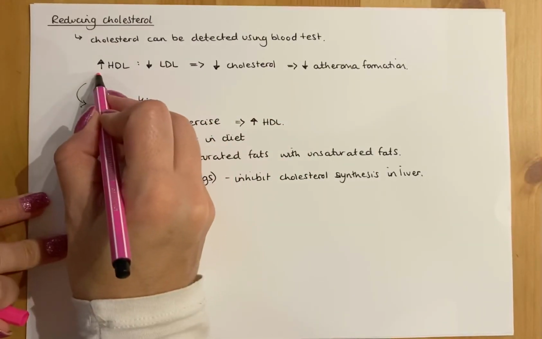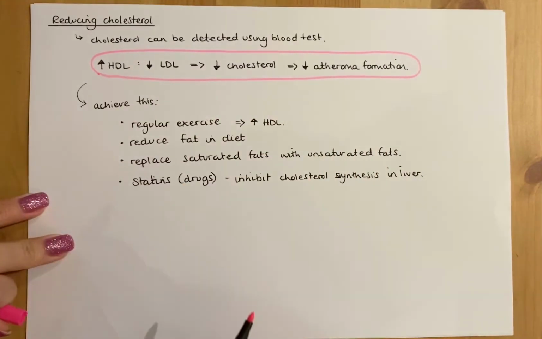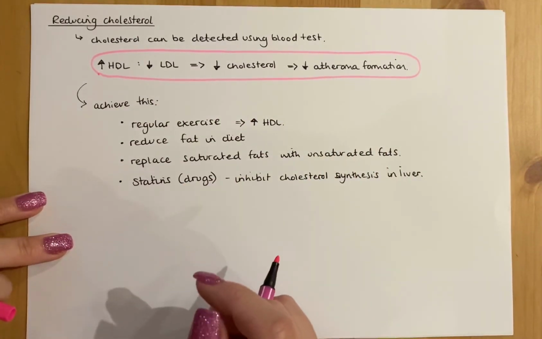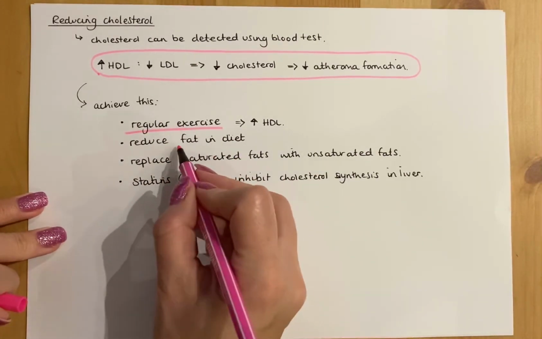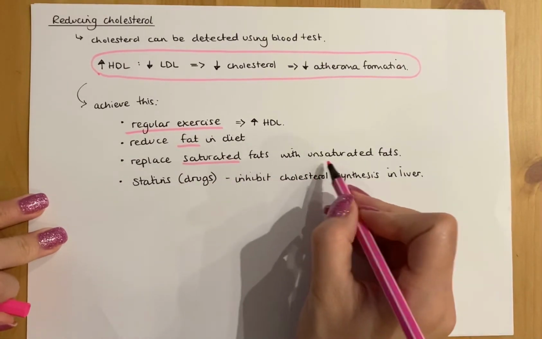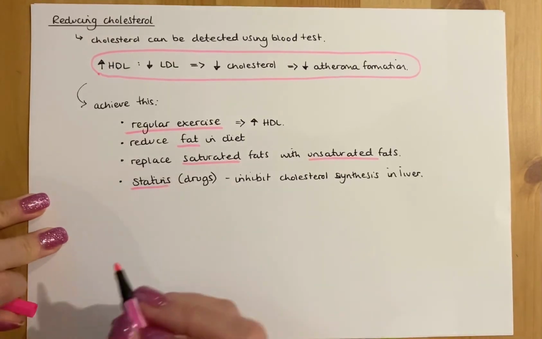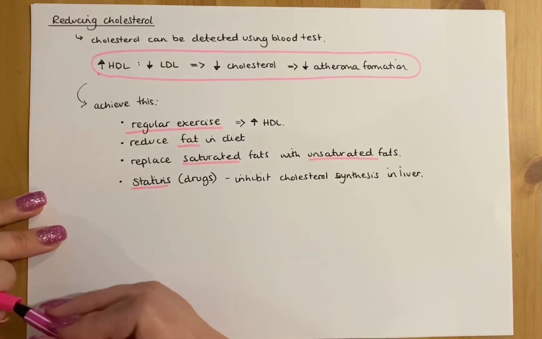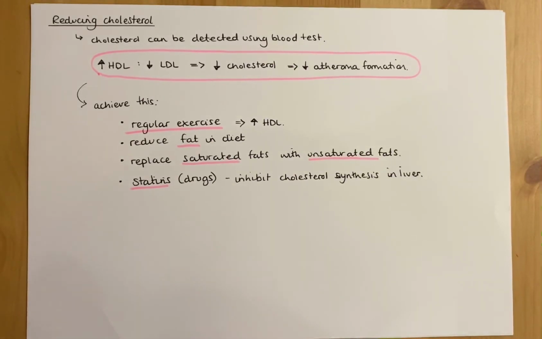So this is really what you want to remember. So more HDL, less LDL would decrease your cholesterol. So regular exercise would increase your HDL. Reducing fat would decrease your cholesterol in general. Replacing saturated fats with unsaturated ones would do the same. And then statins would be your kind of last ditch pharmaceutical alternative. Okay, so that summarises generally your pathology of CVD with relation to cholesterol.